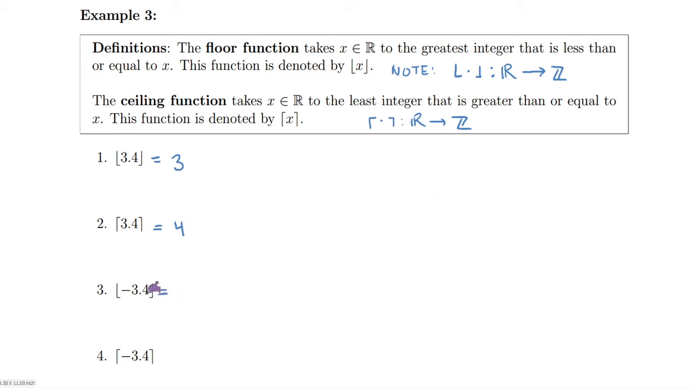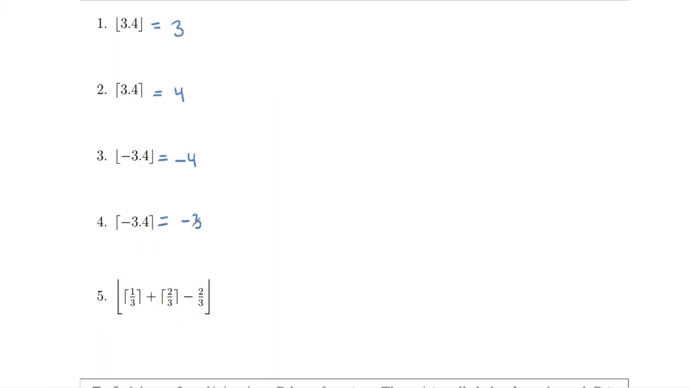Okay, what about -3.4? Well, this is the floor, right? So I'm going to round down. So this would be -4, right? Because it has to be an integer less than this. So with negatives, -4 is less, -5, -6, but the greatest among those would be -4. And then rounding up, this will be -3. Okay, so those are some basic ones just to think about positives and negatives.